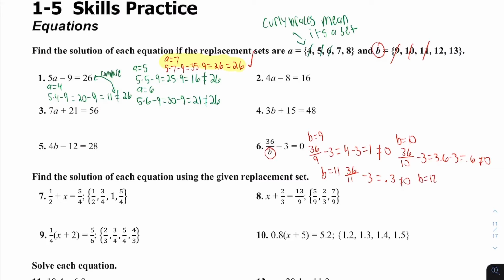Let's check the next one. B equals 12. 36 divided by 12 minus 3 equals 3 minus 3, and that's equal to 0. And is this the solution we're looking for? Well, 0 is equal to 0, so yes it is. 12 is the solution we're looking for in number 6. So for each one of these, you would just plug in every number in the set for A, then every number in the set for B, and one of those numbers is going to be the correct solution.